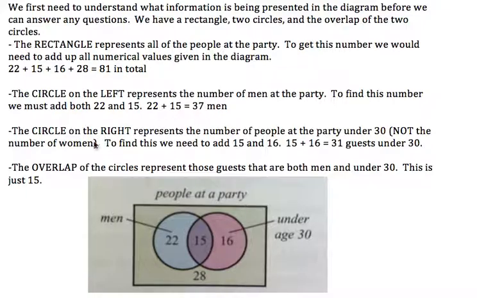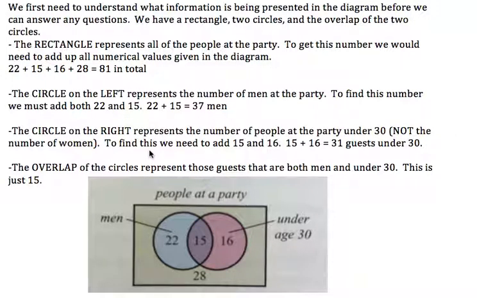The circle on the right represents the number of people at the party under 30. So the red-toned circle is for those under the age of 30. Don't get confused. This red circle is not representing the women at the party. This was not broken down to men versus women, which is a common misconception on this diagram.